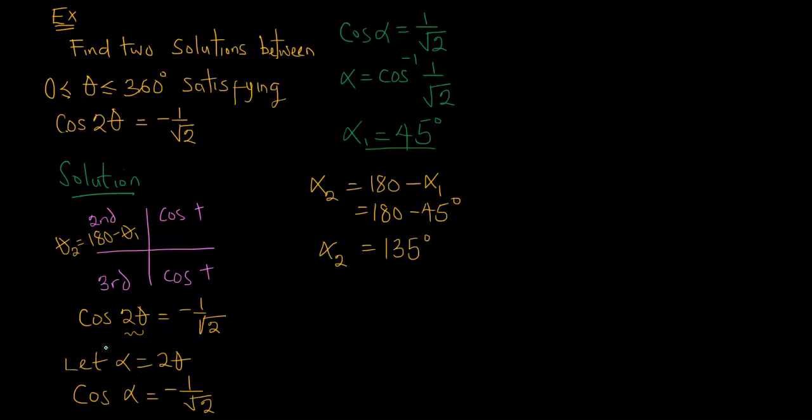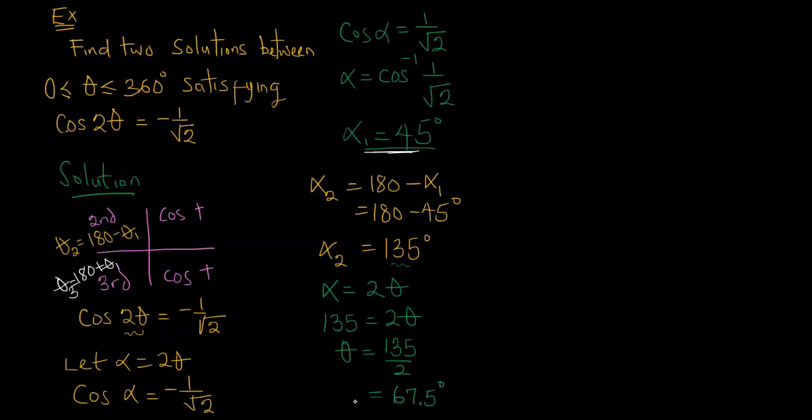So the next thing is going to be to recall that alpha equals 2 theta. Substituting the value of alpha, we're going to have 135 degrees equals 2 theta. Dividing both sides by 2, theta is going to be 135 over 2. Thus, theta equals 67.5 degrees. This is the first value of theta.